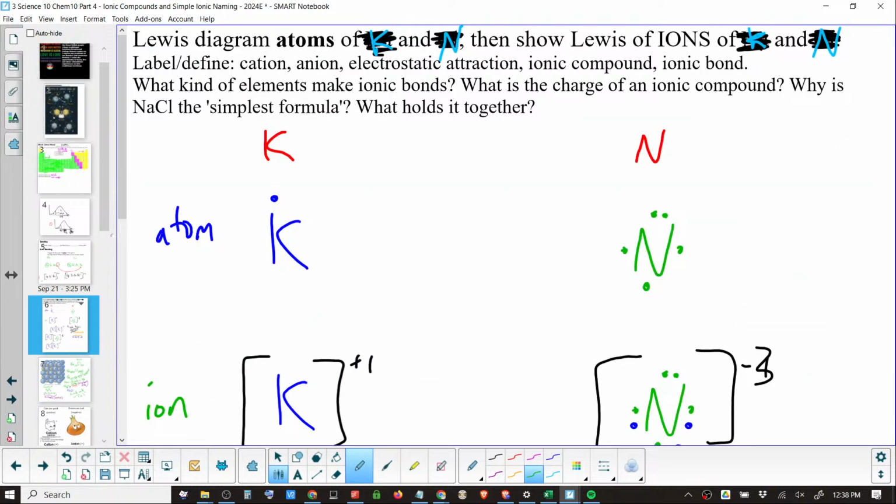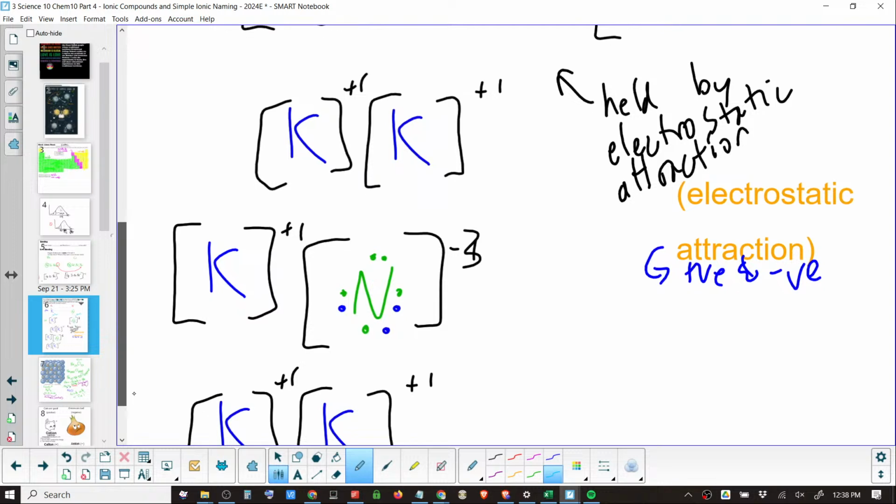So we go back to here. Which is the cation and which is the anion? K is the cation, so just to review some of our terms. Cation. Someone else, who is the anion? And this N or that N? Bottom one. Thank you. That's the anion because it's negative. So we did that. We already defined electrostatic attraction. Oh, this is an ionic compound.